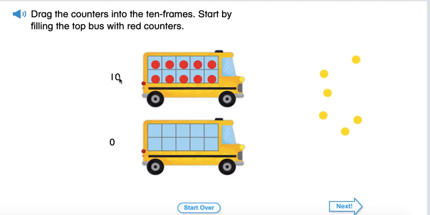So I filled this one, there's 10, it's a 10 frame, it's full, I know there's 10. And in the story problem, it said there were 16 students, so we need to make sure that there are 6 yellow dots here to represent 6 students going on the field trip. So I put them all in here. We've got a group of 10 and a group of 6.